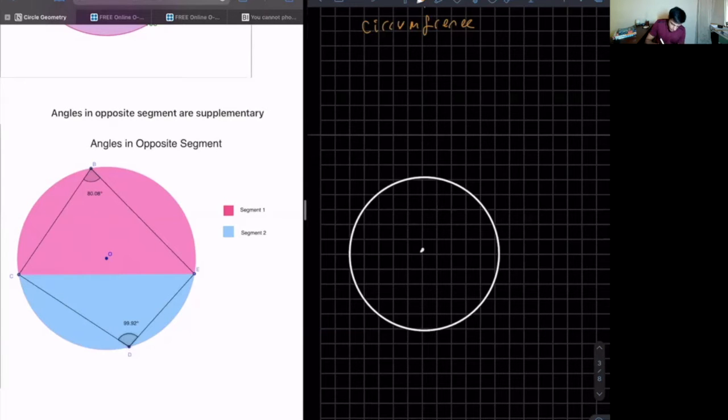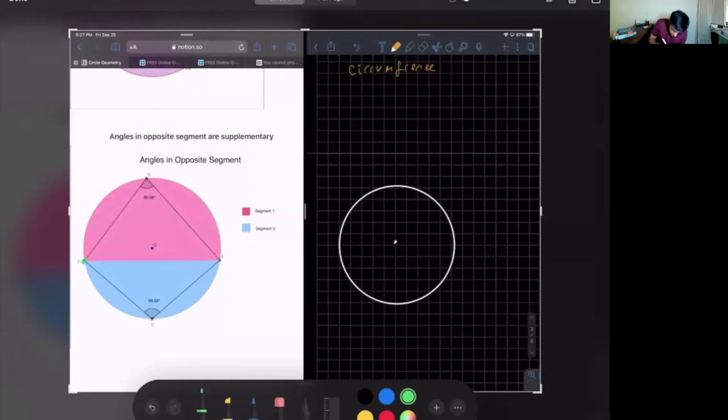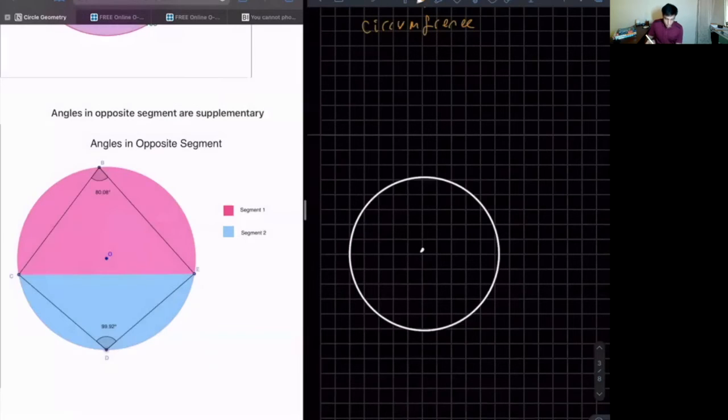If they're in the same segment, they're the same. But if they're in the opposite segment, then this angle up here and this angle up here, the sum of them equals 180. But it's important to note that this only works if the two angles are drawn from the same two points on the circumference, right? So here and here, here and here, from the same 2 points. Good. All right. So let's draw this out. Draw another segment here.